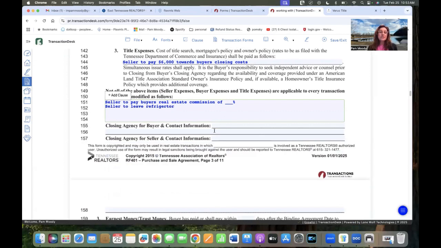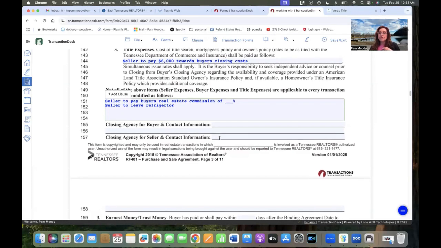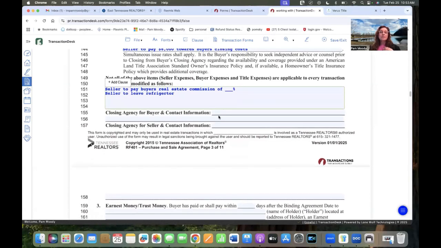Okay, closing agency for buyer. So a lot of times, there are times when the seller will have a specific person that they want to close with. Maybe you have a relationship with a title company that you want to use. I like to get these to match because it makes for an easier closing.